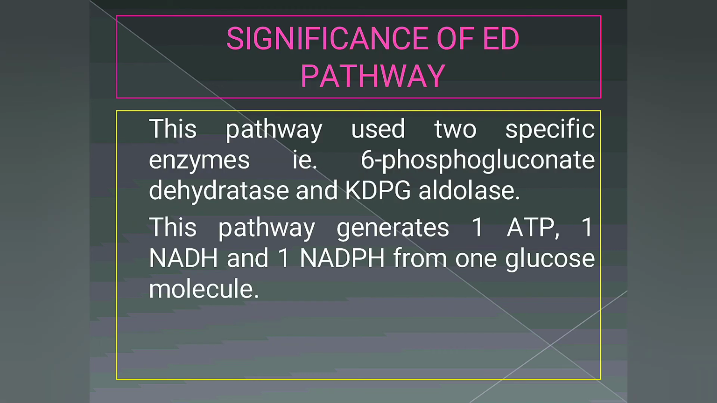Significance of the ED pathway. This pathway uses two specific enzymes, 6-phosphogluconate dehydratase and another enzyme, KDPG aldolase. The pathway generates 1 ATP, 1 NADH and 1 NADPH from one glucose molecule.